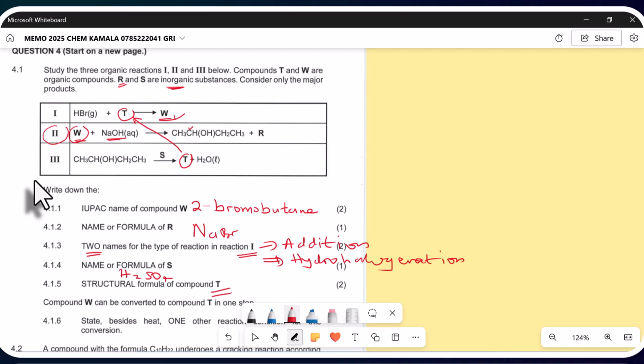Then they say here that compound W can be converted to compound T in one step. So from W to T, W is an alkane, a bromobutane, and it goes to compound T to give us the alkene here. They say, besides heat, state one condition for this conversion.